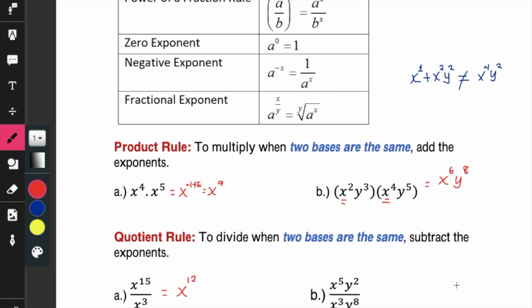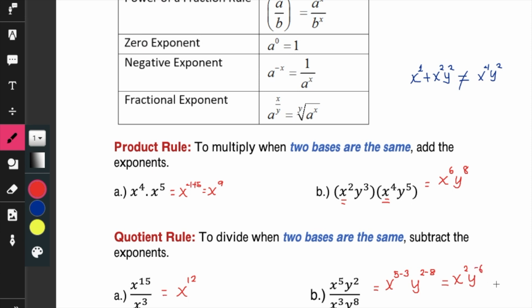Now, for the second example, you have two variables. This one can get a bit tricky because the other one has a higher value. So what you can do is x to the 5 minus 3, and then you have y to the 2 minus 8. So the answer is x raised to 2, y raised to negative 6.